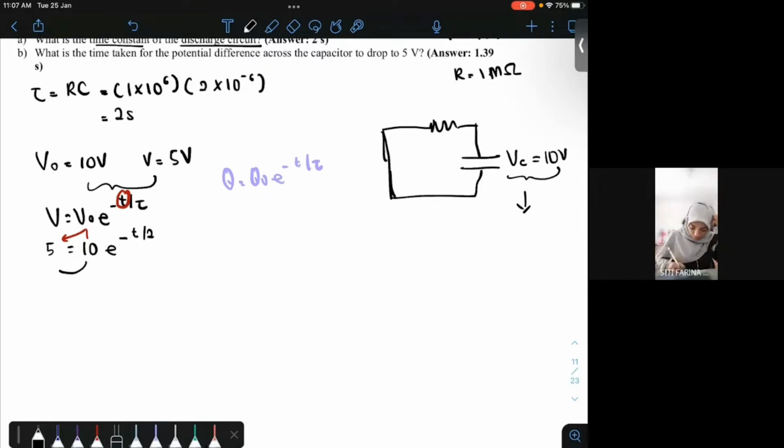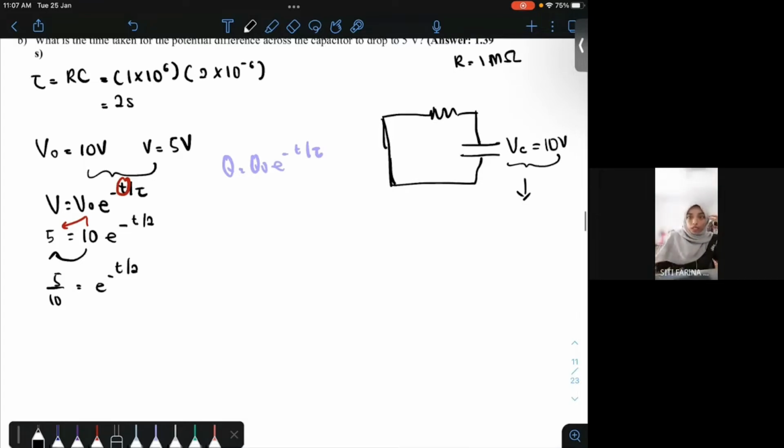Okay, bawa this one ke kiri dulu. Iaitu 5 bahagi 10 eksponen negatif T over 2. Okay, so 5 divide 10, you're going to get half. Betul tak? 0.5. So 0.5 eksponen negatif T over 2. Okay, apa yang kamu tengok dekat sini adalah the object atau subject that you're looking for is the T here. It is exponent's power. Okay, dia adalah exponent's power.